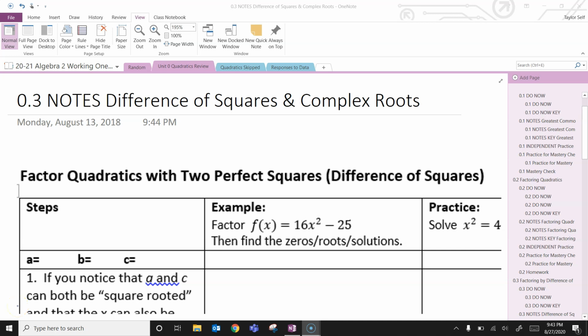All right, y'all. Before we start notes, first I want you to write the title of your notes. So 0.3 notes, difference of squares, and complex roots.